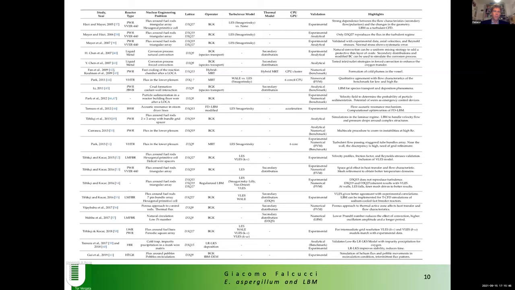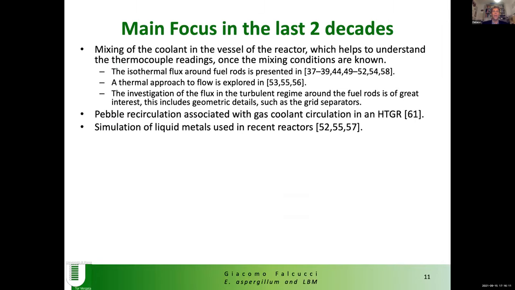Most of them are based on the BGK, the single relaxation time, hybrid and MRT, and there are some more advanced algorithms that are especially designed for these types of problems, characterized by localized low Reynolds numbers and so on and so forth. Okay, so the main focus in the last two decades, 15 years, let's say, many of the efforts have been devoted to the mixing problem inside the vessel of the reactor. And this is not trivial, to understand the readings of the thermocouples in the real scale reactor.